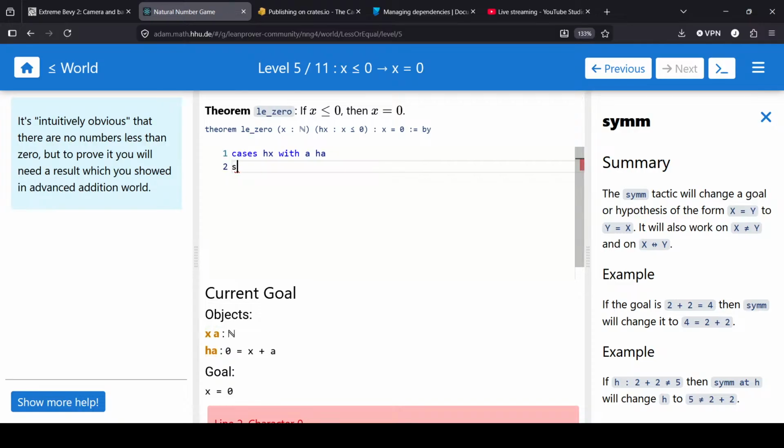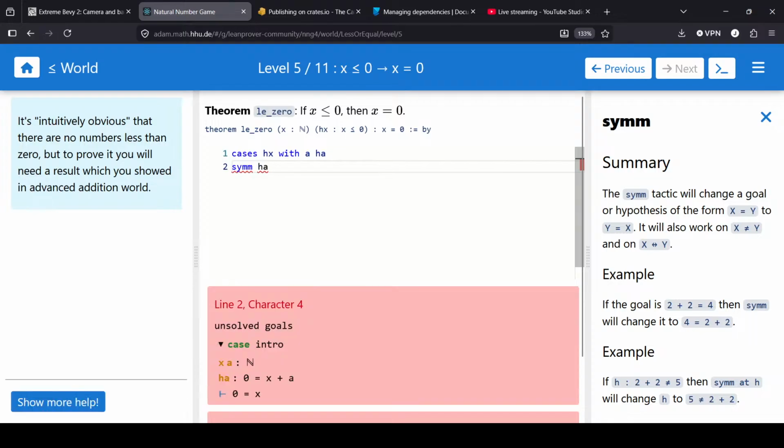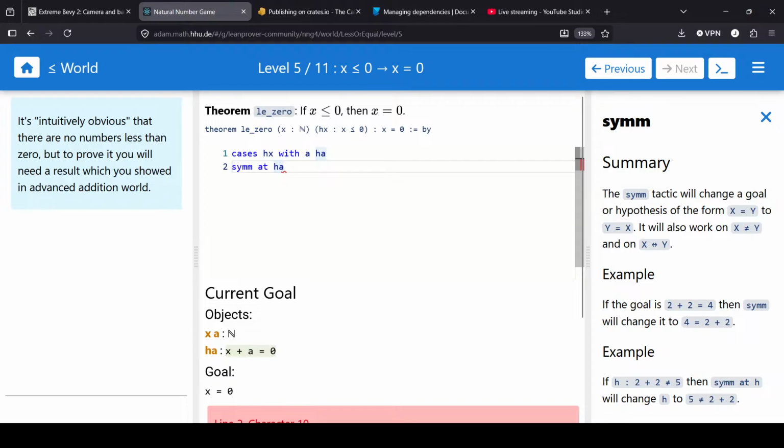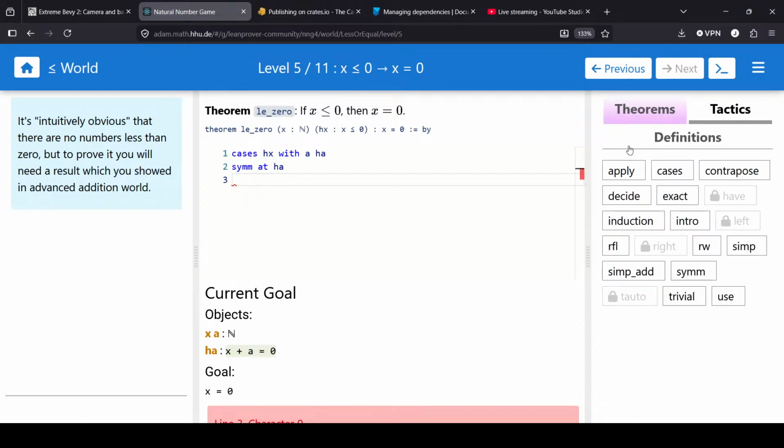Wait, no, it's not that. It's sim. It's literally sim. Sim ha. No. Wait, how does this work? How do I sim? Sim at. Why is it sim at? Okay, sure. Well, why not? Sim at. Oh, because it changes the goal otherwise. Okay, I see. So if I don't use at, then I don't affect the hypothesis.